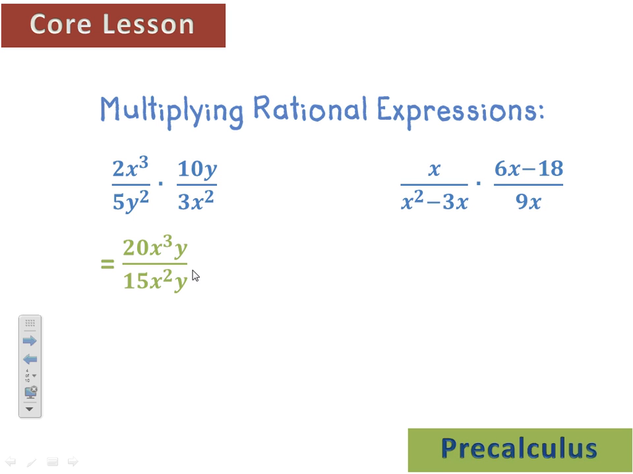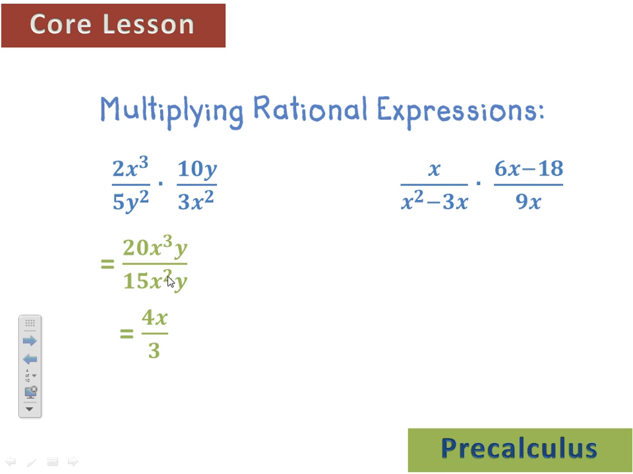Back to the first example, 2 times 10 is 20. x squared times x is x cubed, times y is x cubed y. 5 times 3 is 15. y squared and x squared, can't really combine those. So you just write x squared y. Normally, or typically, we tend to write the variables in alphabetical order. Can this simplify? Yes. 20 divided by 15, 5 can go into both of those. 5 will go into 20 4 times, and 5 will go into 15 3 times.